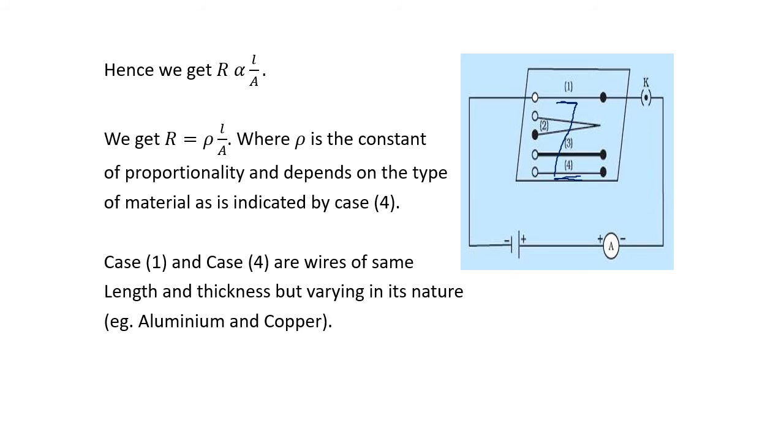Yes, but they are of different material. Say wire 1 is zinc and wire 4 is copper or aluminium. So the current in both the cases was different, which means the resistance is also changing. So now we have 4 cases and combining that, we had in case 1, R is directly proportional to length and R is inversely proportional to the area.